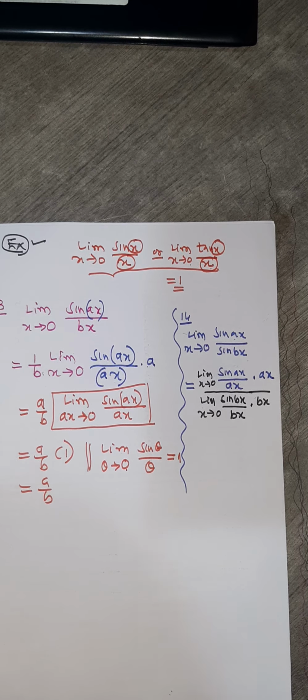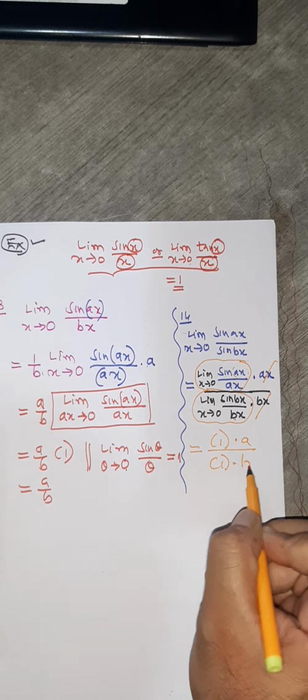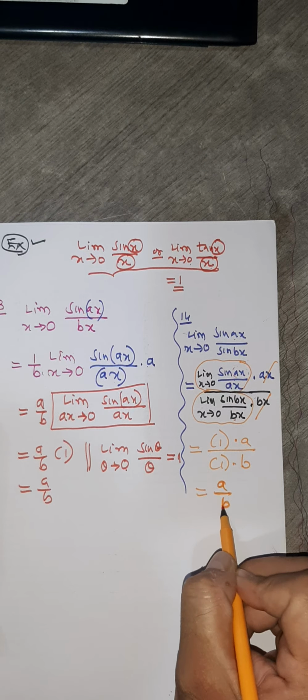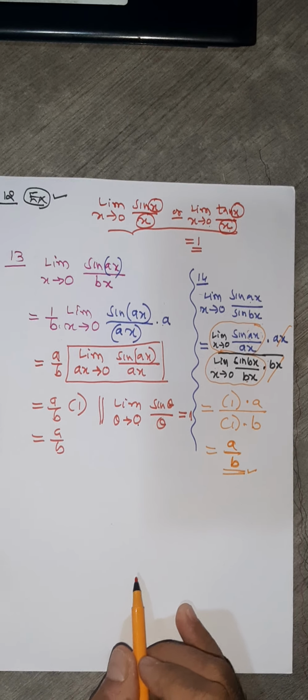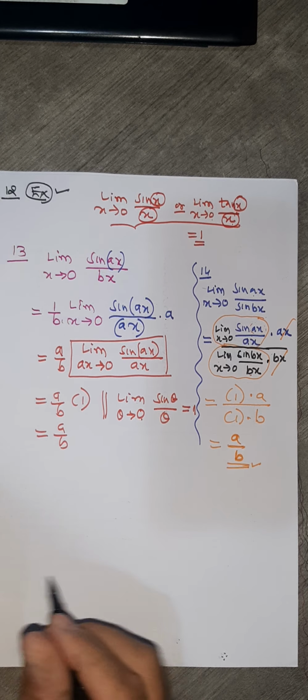These two will cancel obviously. This is 1 into a. This is 1 into b. So the required limit is a by b. A by b is the required limit. Okay. So in question number 14, the required limit is a by b. Let's go to question number 15.